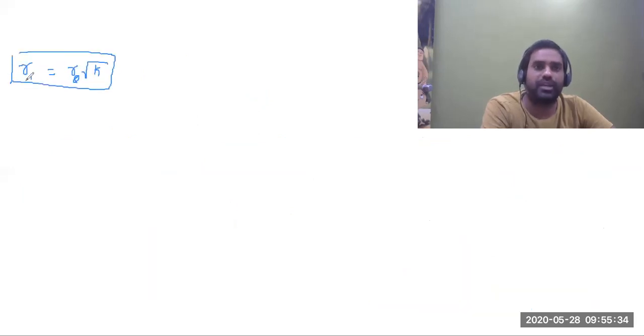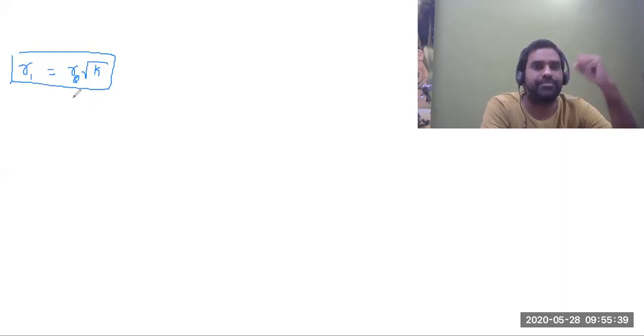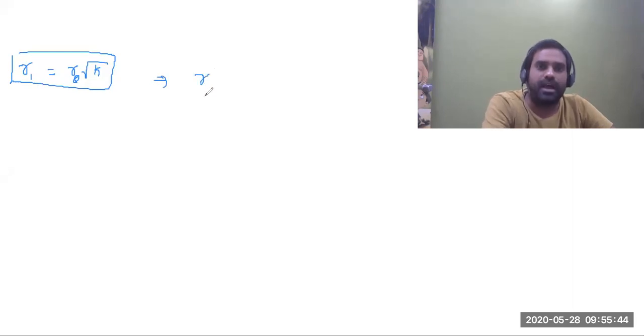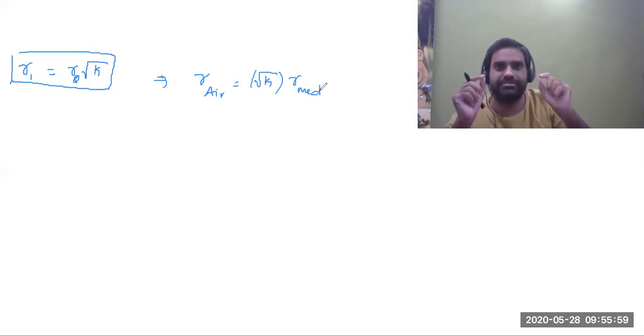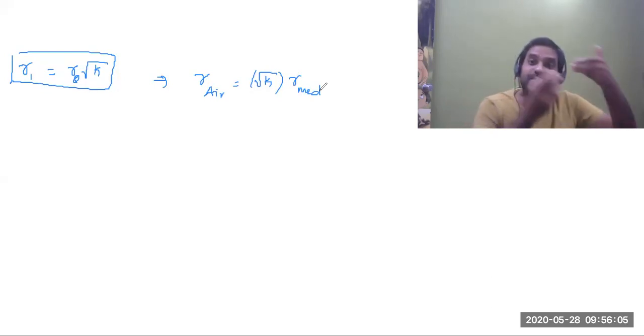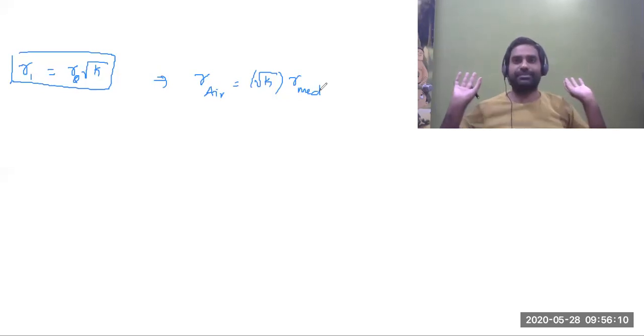Now what I want to tell you is, R1 is a distance in air, no? That is, R air is equal to root K times R in the medium. Suppose the charges are separated by R in the medium, then if you multiply with root K, you will get the corresponding equivalent distance in air to keep the force the same.